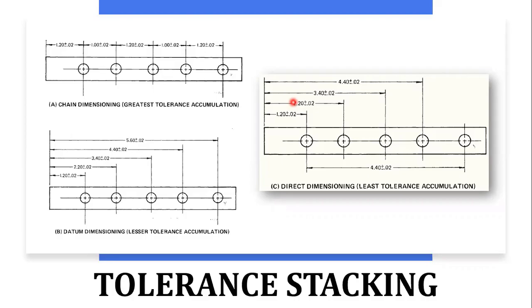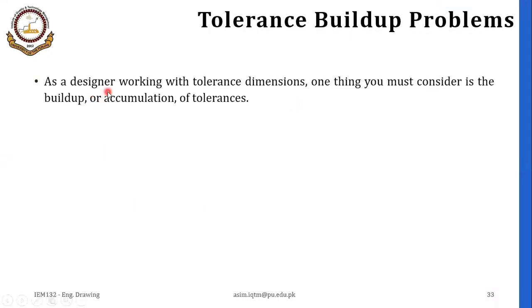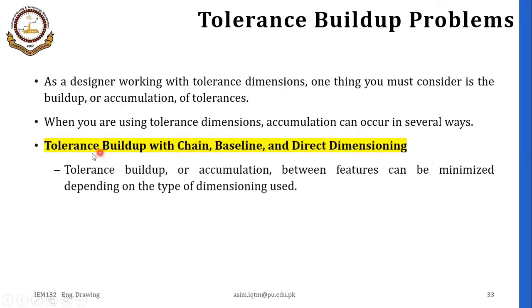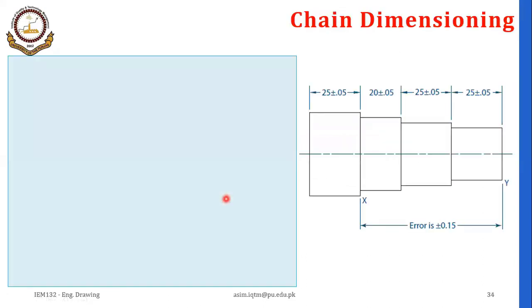Tolerance setting. As a designer working with tolerance dimensions, one thing you must consider is the build-up or accumulation of tolerance. When you are using tolerance dimensions, accumulation can occur in several ways. Tolerance build-up occurs with chain, baseline and direct dimensioning methods. Tolerance build-up or accumulation between features can be minimized depending on the type of dimension used.